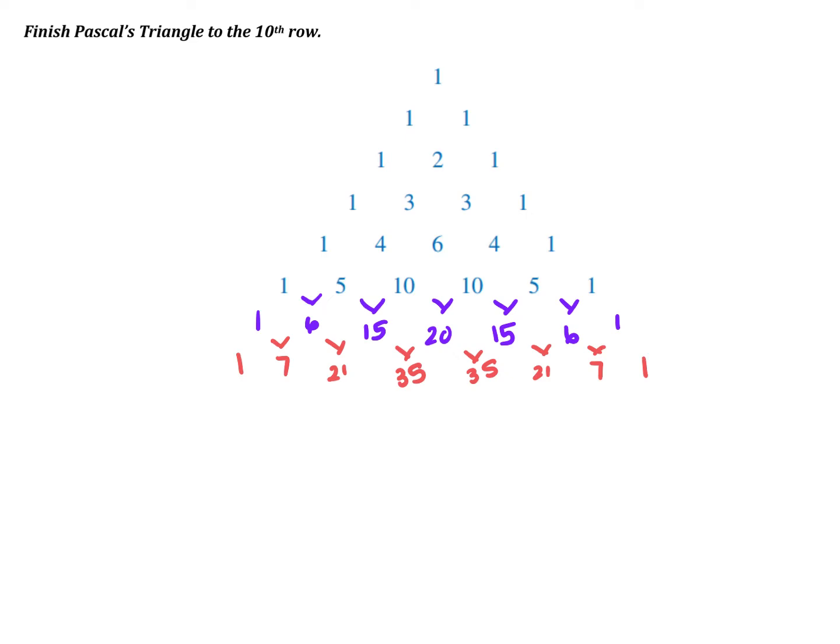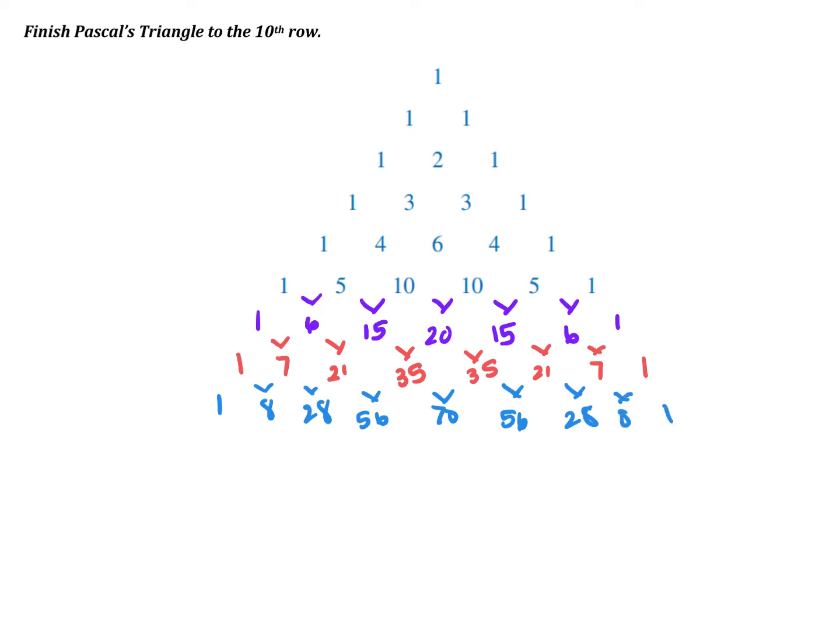Our next row is going to be our 8th row. 1, 8. 21 plus 7 is 28. 21 plus 35 is 56. 35 plus 35 is 70. 35 plus 21 is 56. 28, 8, and we bookend with 1.